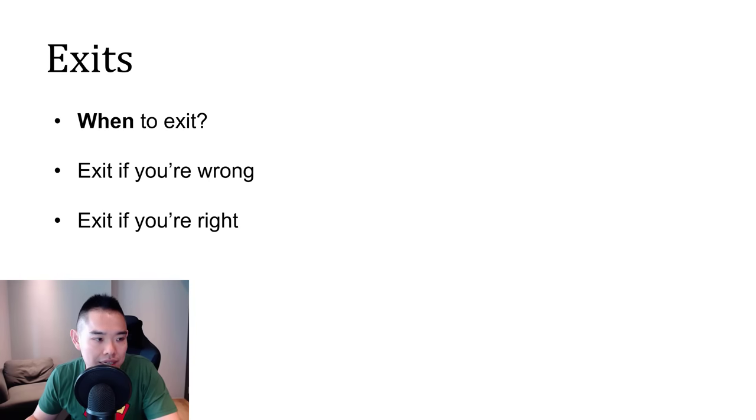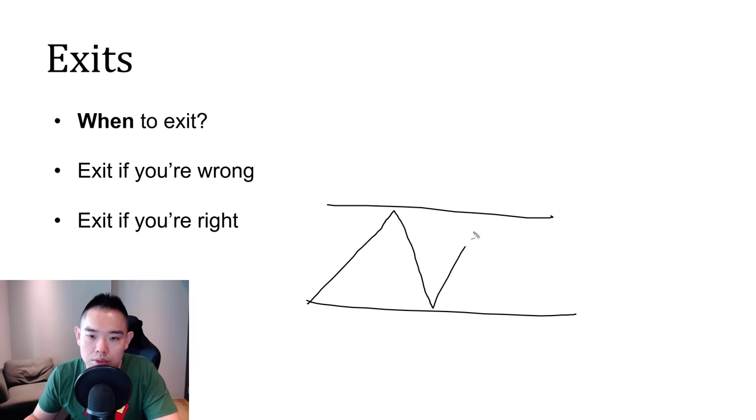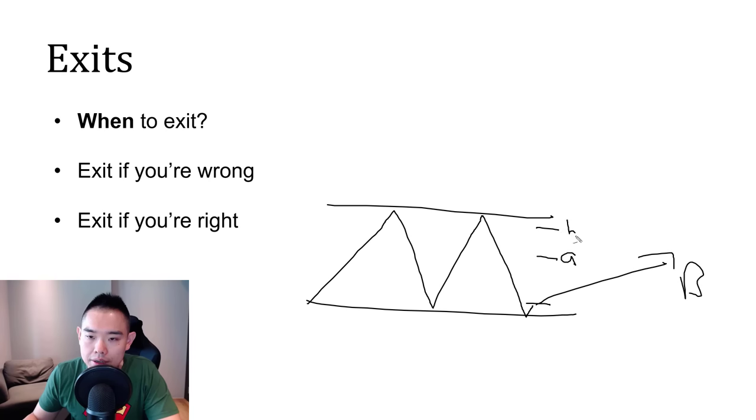Now, what about exit if you are right? Again, let's say the market is in a range, goes up, comes down, goes up, comes down, and let's say it bounces up, and you buy over here. Let's say you buy at this price point. Now let me ask you, where do you want to take profit? Do you want to take profit at A, B, or C? Where do you want to take profits? Let's look at this one by one. What about A? I wouldn't want to be taking profits at A.